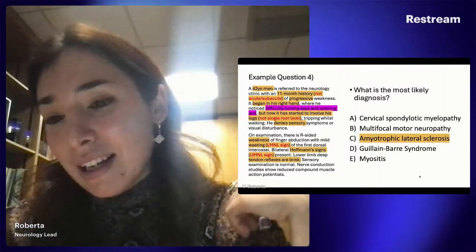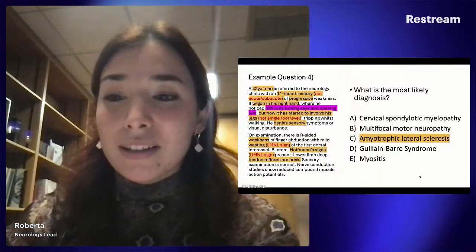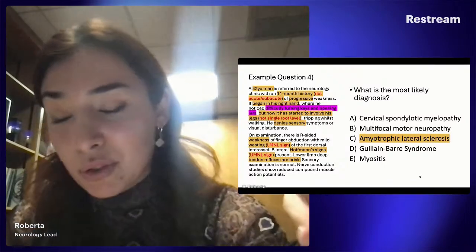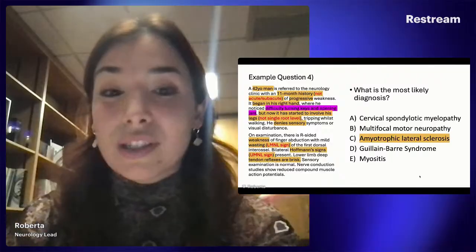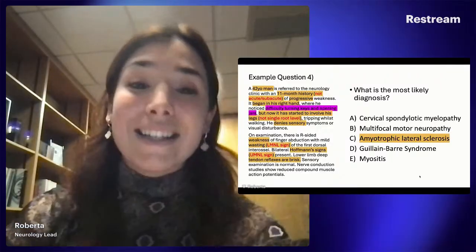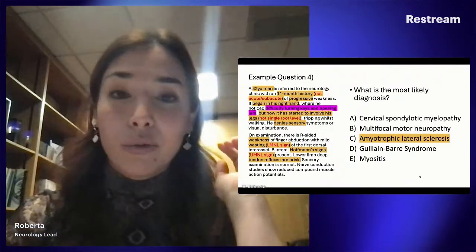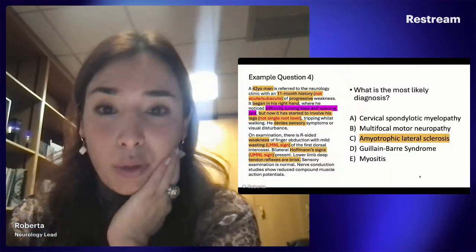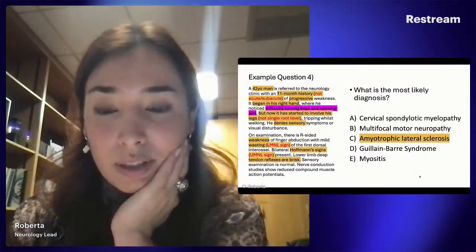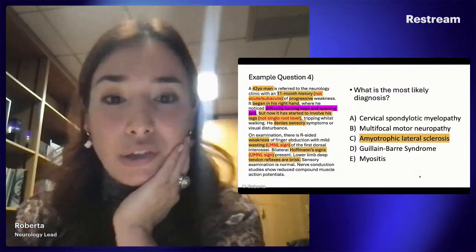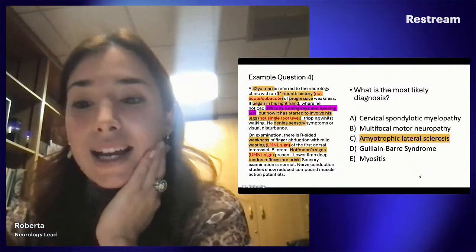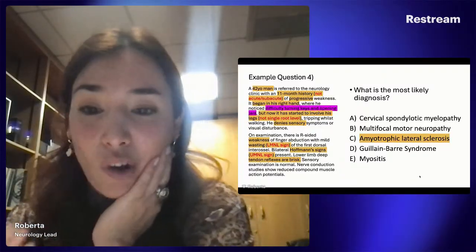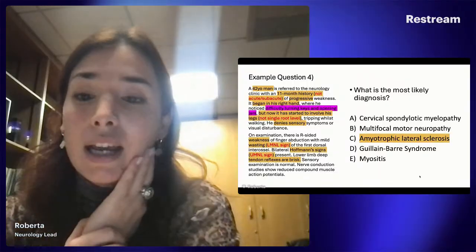Then we get both lower motor neuron and upper motor neuron signs, which we also said is quite typical of ALS, this asymmetrical presentation of upper and lower lesions. The lower motor neuron lesion signs are the weakness and the muscle wasting, as we discussed. If it said fasciculation, that would have been another one. And the upper motor neuron lesion sign is Hoffman's sign, a positive Hoffman's.